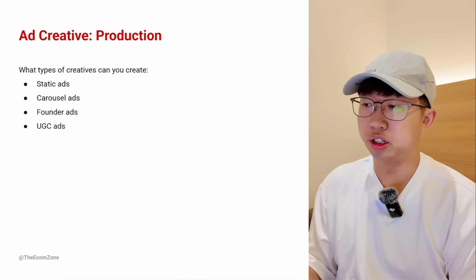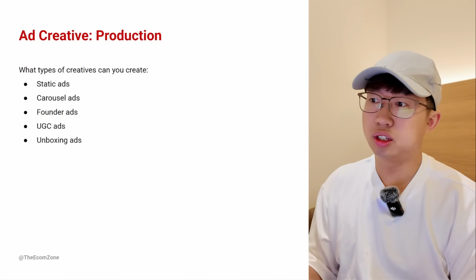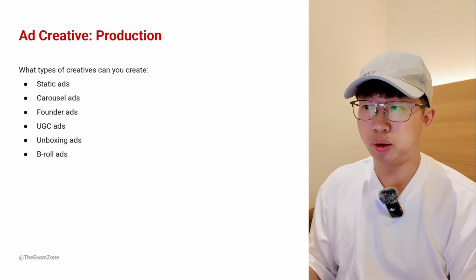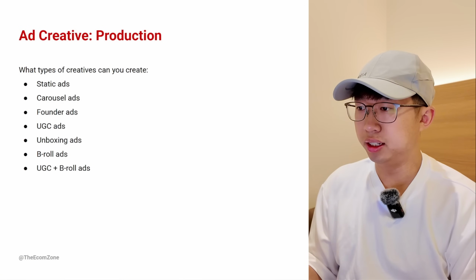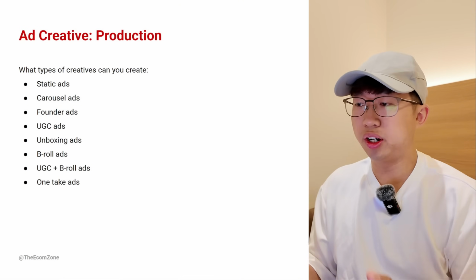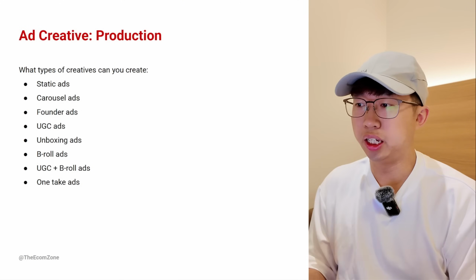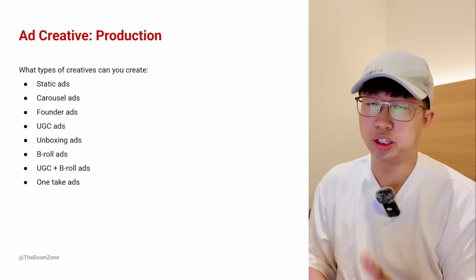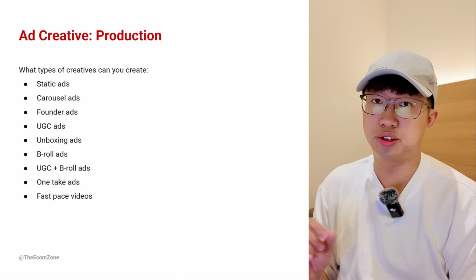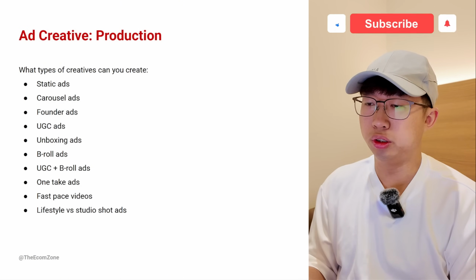Next is UGC ads, so contacting those UGC content creators and making those video ads. Unboxing ads, so just simply taking your products out of the box and talking about the products. Next is B-roll ads, UGC plus B-roll ads, one-take ads where you ask like TikTok creators or even yourself or your friends where they literally just film a video and there's no cuts in it. It's very authentic and natural and they just talk about the product. They could do an unboxing, etc. Next is fast-paced videos where you have a background music and it's just quick snappy clips of your products. And next is lifestyle v studio shot ads.